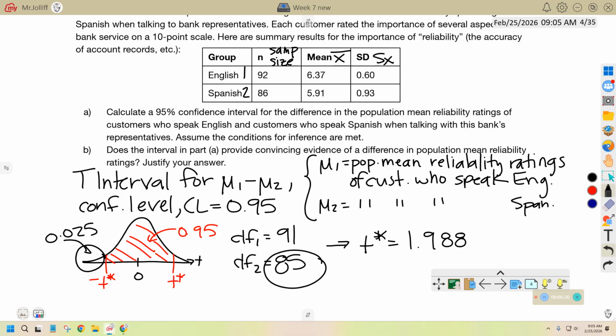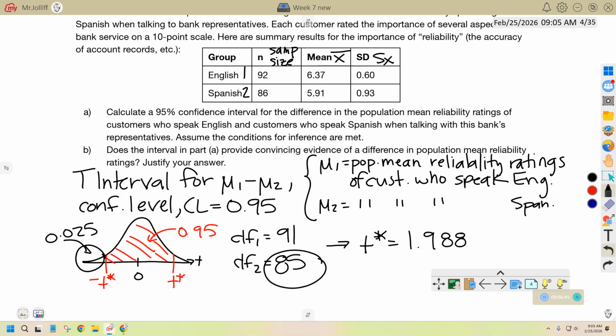Perfect. That would be sufficient for the state. I've stated what I'm doing. I've defined the population parameters. I've labeled all the numbers I was given. I've found my critical value. So everything I need to carry out the rest of this process is on the paper.